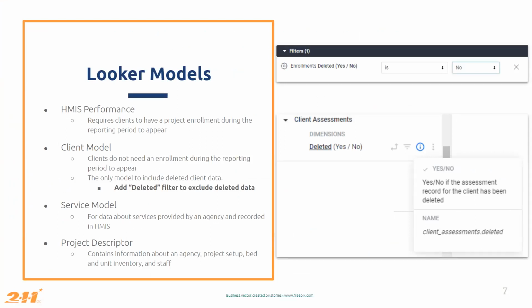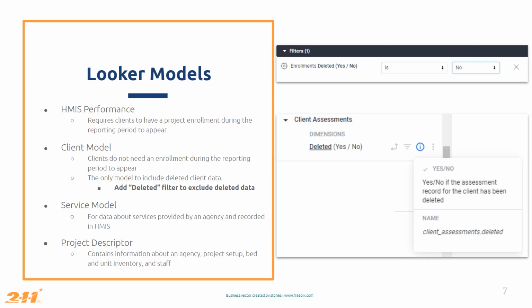Elizabeth. Good morning, everyone. We wanted to discuss some of the most used Looker models with you all. The HMIS performance model is typically the most used model because this model will have the fields your agency would be interested in reviewing. Some of the fields are notes, location, exit, demographic data, and services. This model requires that a client has an enrollment within a project for the data to be pulled within the reporting period. The client model does not require to be attached to enrollments during the reporting period to appear in this report. This is the only model that will include deleted data.